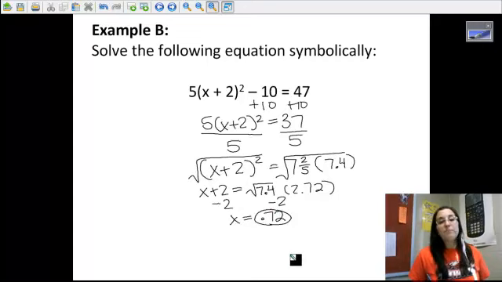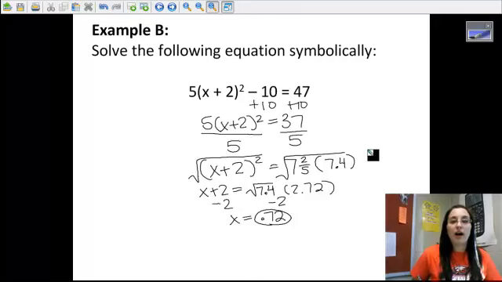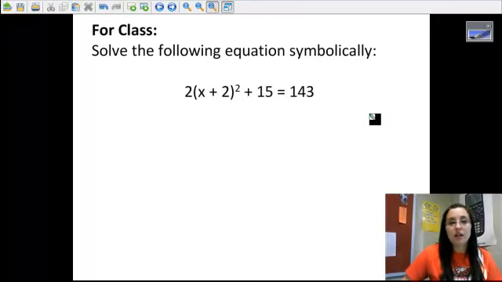Alright, so go ahead and try this other example. It's not on your note sheet, so you're going to have to copy it down. I want you to try this example before you come to class tomorrow.